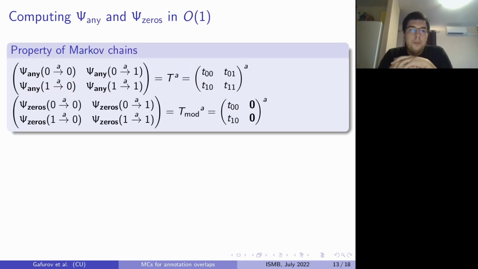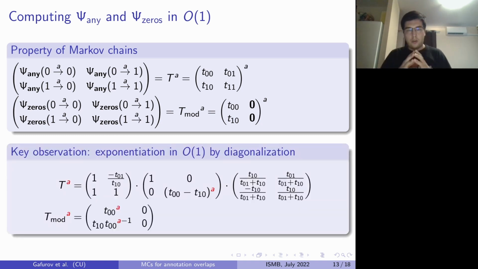And using the property of Markov chains, it can be seen that the probability of generating anything going from state x to state y in t steps can be computed just as an exponentiation of the transition probability matrix of that Markov chain. And the same goes for psi zeros. And now we only have to exponentiate the matrices, and then the rest is done. And here is the key observation that we can compute an arbitrary exponent of those matrices using diagonalization in constant time. And this concludes the algorithm. We are able to compute everything in constant time, so the dynamic programming table can be computed in square time.